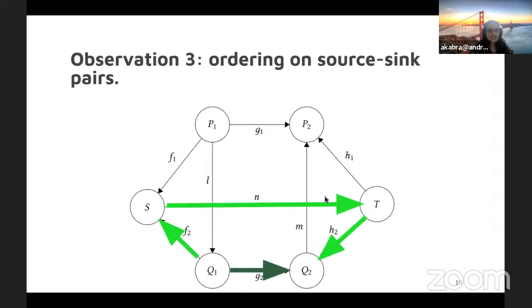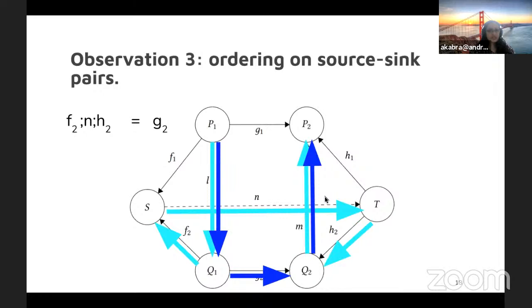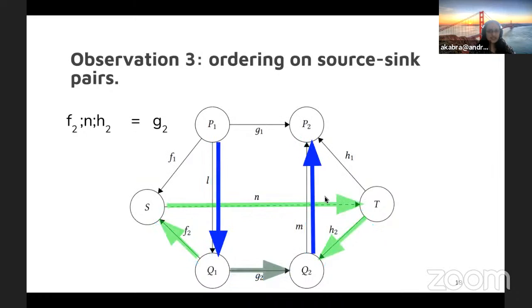For example, consider this green pair of the Q1 to Q2 equivalence class. If we verify it, we get this equality, F2 and H2 is equal to G2. Now, consider this other blue pair of the P1 to P2 class. Notice that to verify this pair, we can take the equality from the green verification, pre-apply function L on both sides, and then append function M on both sides. So verifying a pair from Q1 to Q2 automatically verifies all pairs from P1 to P2 also.